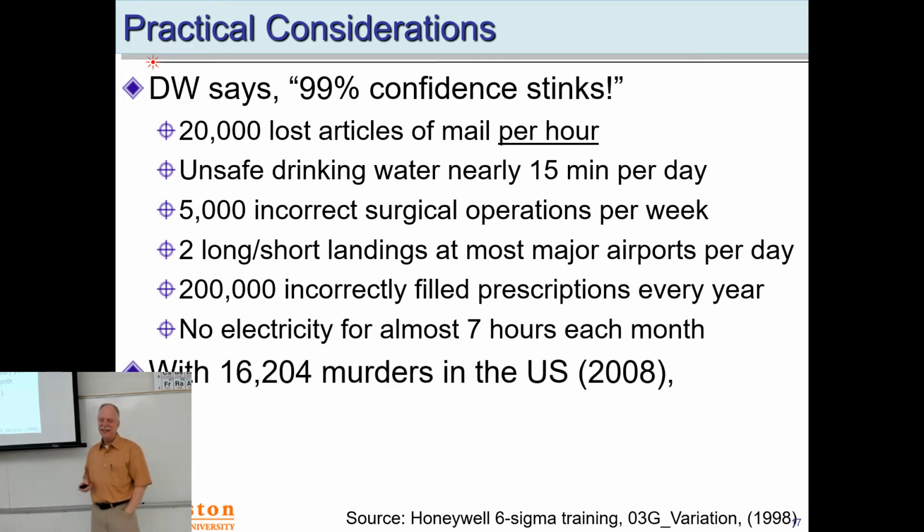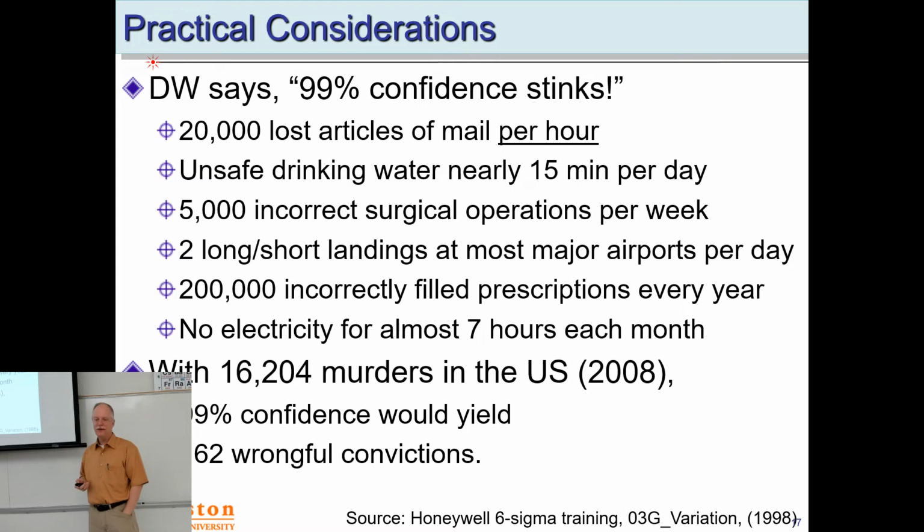It was great. Of course, with 16,000 murders in the U.S., this was in 2008, 99% confidence would yield 162 wrongful convictions. That's crummy. Murder. So that's why we take at least three methods. We hope each of those methods works at 99% confidence.